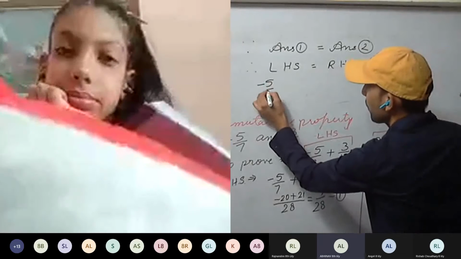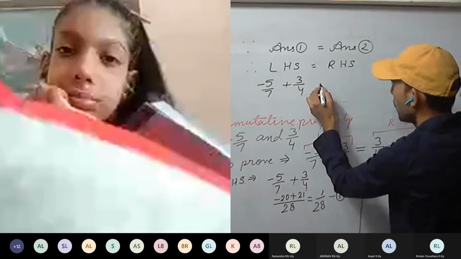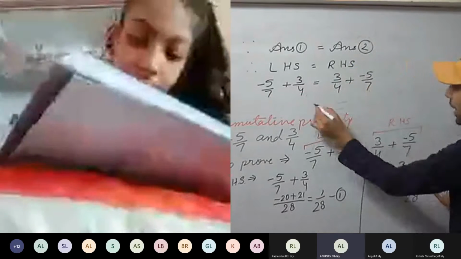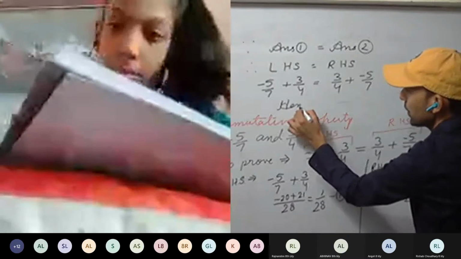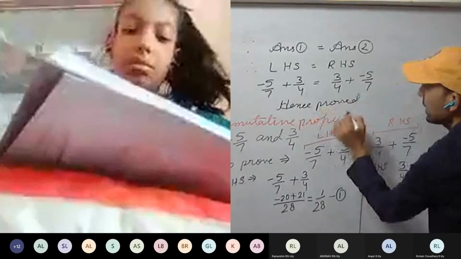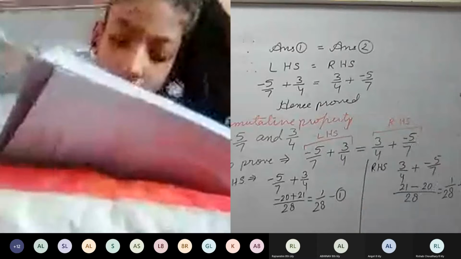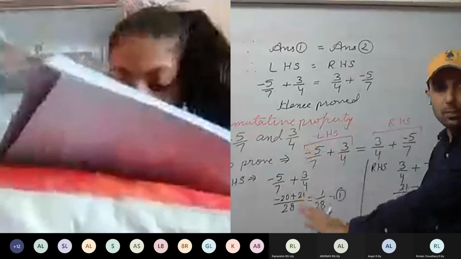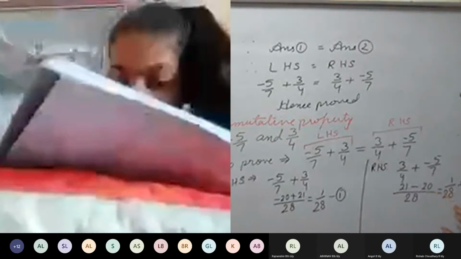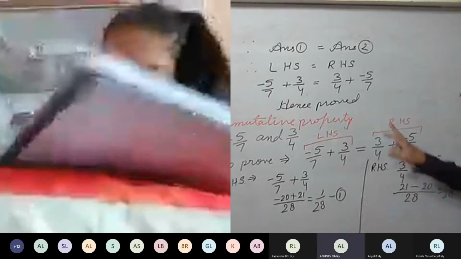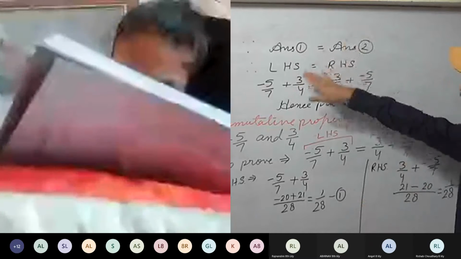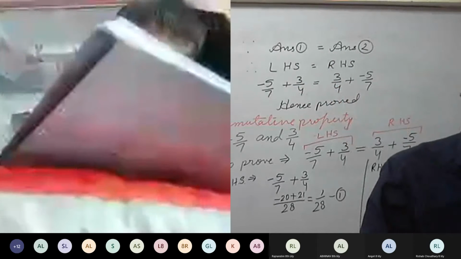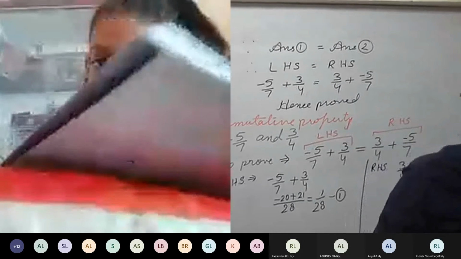Or we can write minus 5 upon 7 plus 3 upon 4 equals 3 upon 4 plus minus 5 by 7. Hence proved. Or we can write, hence the commutative property is proved. Understood? This way we have to prove. Take the LHS, solve it, get the answer. Take the RHS, solve it. If the answers are the same, we write since answer 1 equals answer 2, therefore LHS equals RHS, and this we have proved. So hence we have proved that the commutative property holds true.